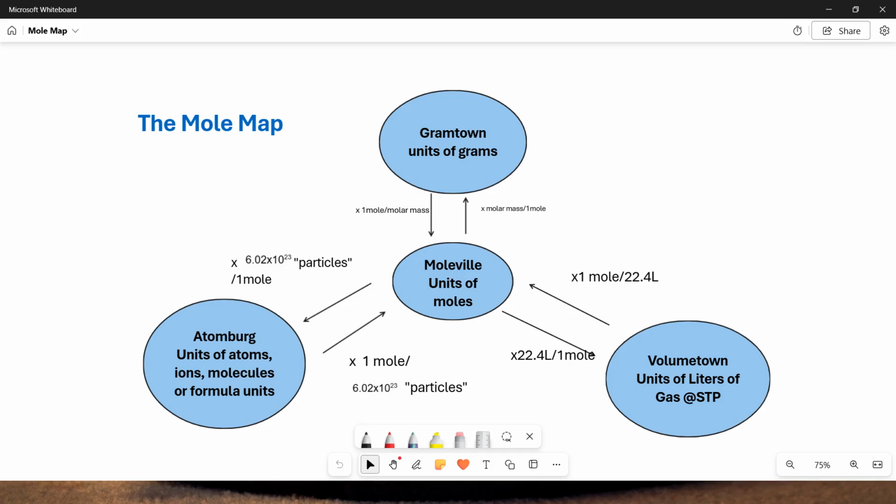Hi, Chem Peeps. This is part two of the mole defined, and we're going to talk about how we convert between the unit of a mole to grams or even atoms or even volume.